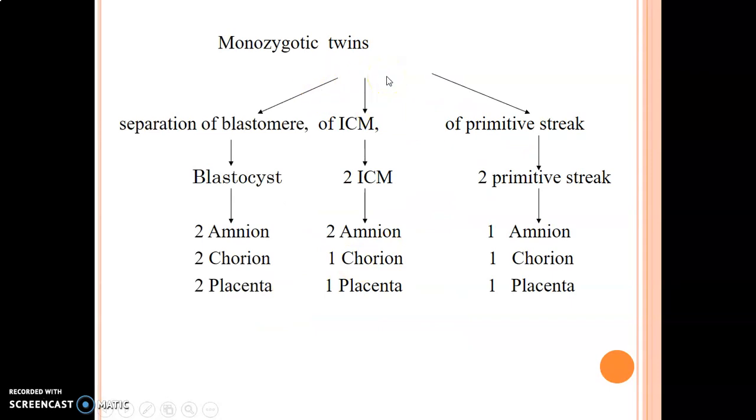But monozygotic twins, it means there was a separation at the blastomere, or you can separate at the cell mass, or you can separate at the time of formation of the primitive streak. So when the separation occurs at the blastomeres, you get what we've seen in dizygotic twins. You get two amnions, two chorions, and two placentas. If the separation occurs at the inner cell mass, you get two amnions, but there will be one chorion and one placenta. But if there's a separation at the level of the primitive streak, you get the two twins sharing an amnion, sharing a chorion, and sharing the placenta.